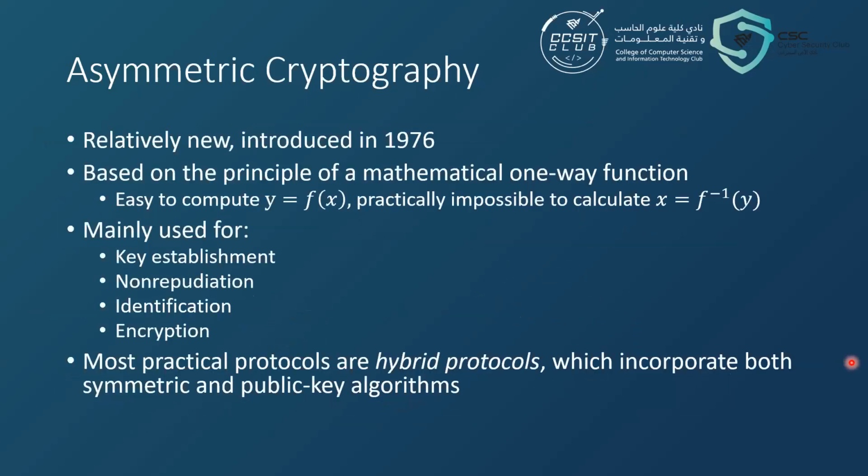Asymmetric cryptography is relatively new. It was introduced in 1976. It is based on the principle of a mathematical one-way function, where it's easy to compute one way, but practically infeasible to do it the other way. Asymmetric cryptography is mainly used for key establishment, for example, for symmetric cryptography, and for non-repudiation to hold people accountable, like a digital signature, and for identification and encryption. Most practical protocols are hybrid protocols, which incorporate both symmetric and public key algorithms to get the best of both.